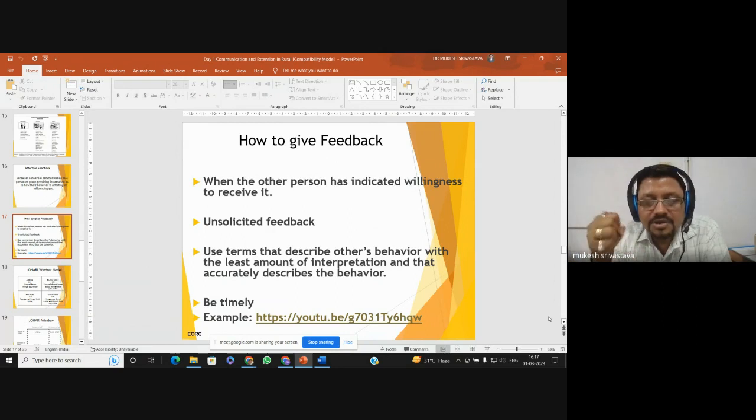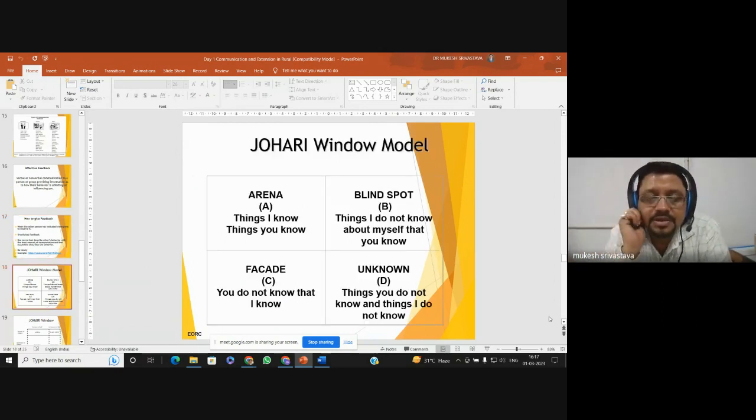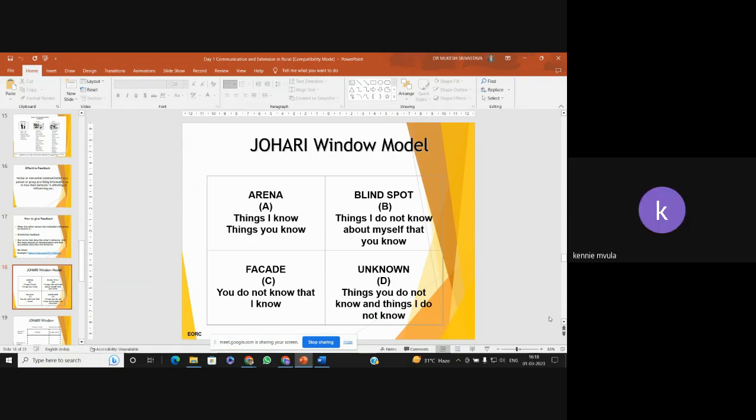So how do these feedbacks come or begin? Now there is the Johari window model. Have you gone through this model before? Johari window. Seen this model before? No, it's my first time.